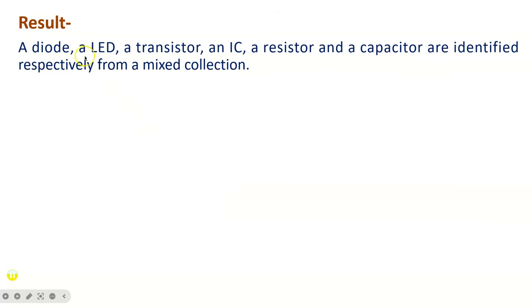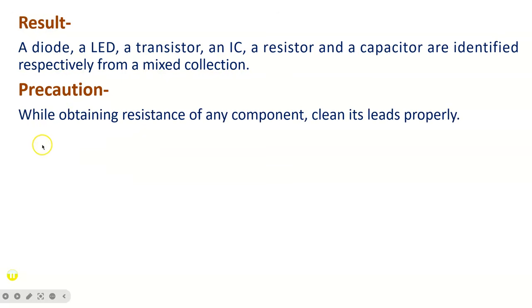Result: a diode, a LED, a transistor, an IC, a resistor and capacitors are identified respectively from a mixed collection. Precautions: while obtaining resistance of any component, clean its leads properly.